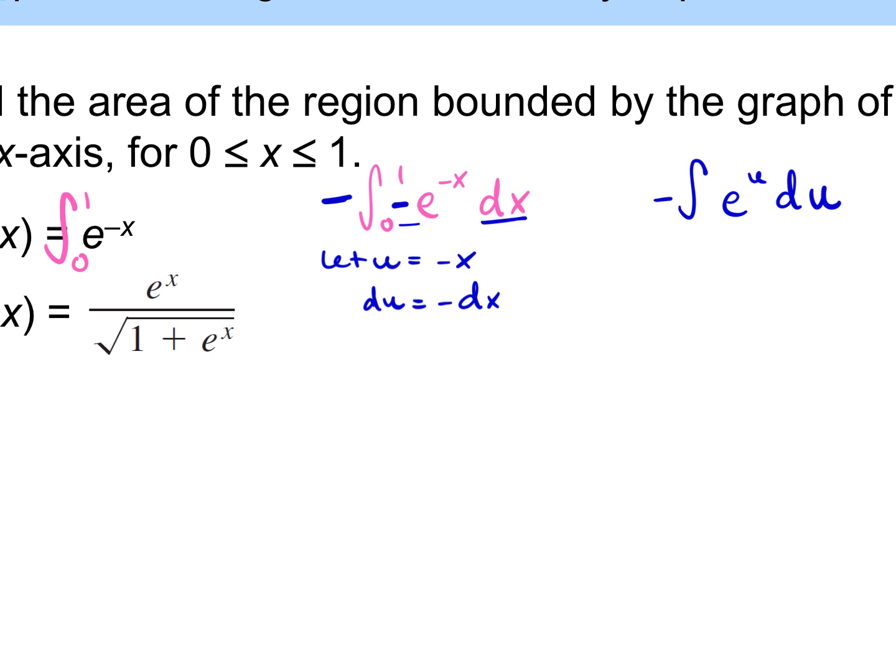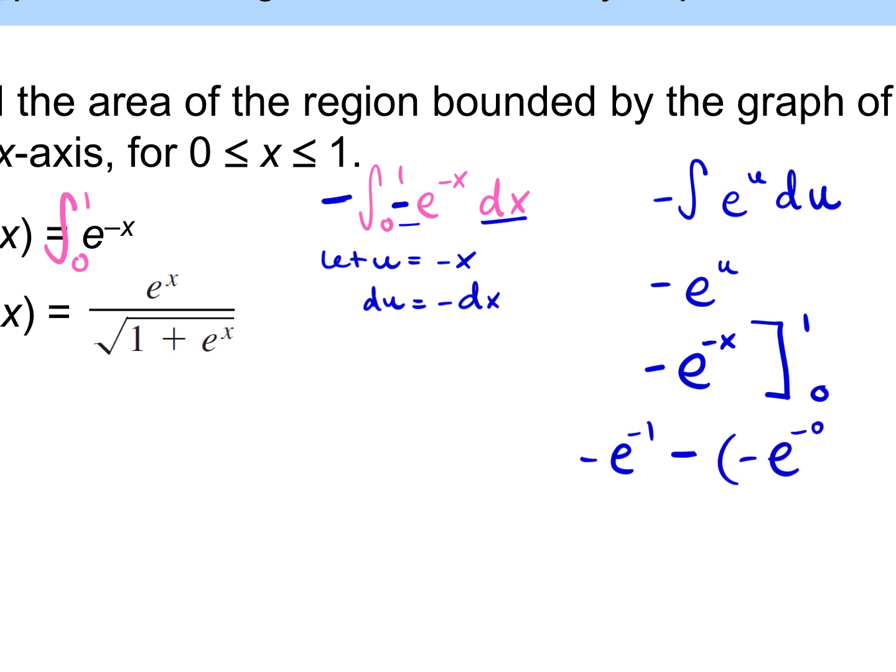So our antiderivative would be negative e to the power of u. Not plus c because we have our values, but let's plug back in our x's. So we have negative e to the power of negative x, and we're taking the integral now from 0 to 1. What would we plug in first? 1. So we have negative e to the power of negative 1, minus, what would we plug in next? 0. So negative e to the power of negative 0.